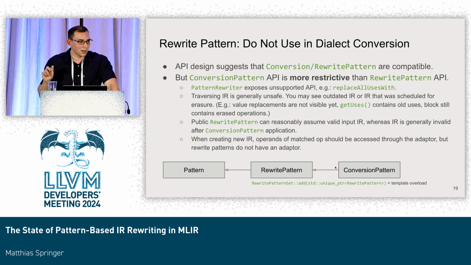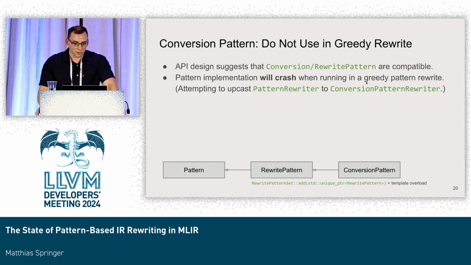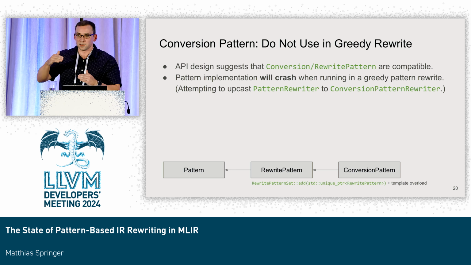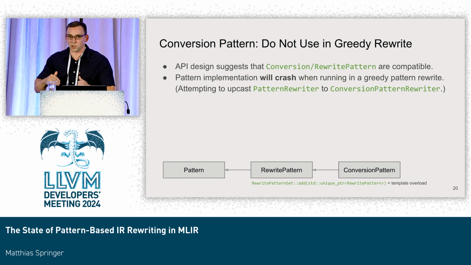Unfortunately, we have a few violations of that in upstream MLIR. In these cases, it's actually safe, because these patterns are not using this kind of API, but keep in mind it's generally unsafe to mix those two. It also goes the other way around: do not use a conversion pattern in a greedy pattern rewrite. That one is a bit simpler, actually. The conversion pattern will try to downcast the rewriter to a conversion pattern rewriter, and that will probably fail, and the program will just crash. So either way, you cannot mix those two. You cannot use a rewrite pattern in a dialect conversion, and you cannot use a dialect conversion pattern in a greedy pattern rewrite.